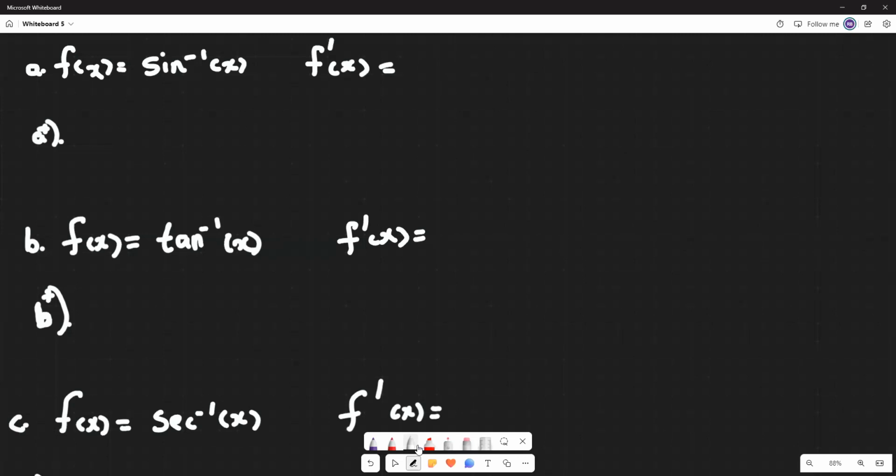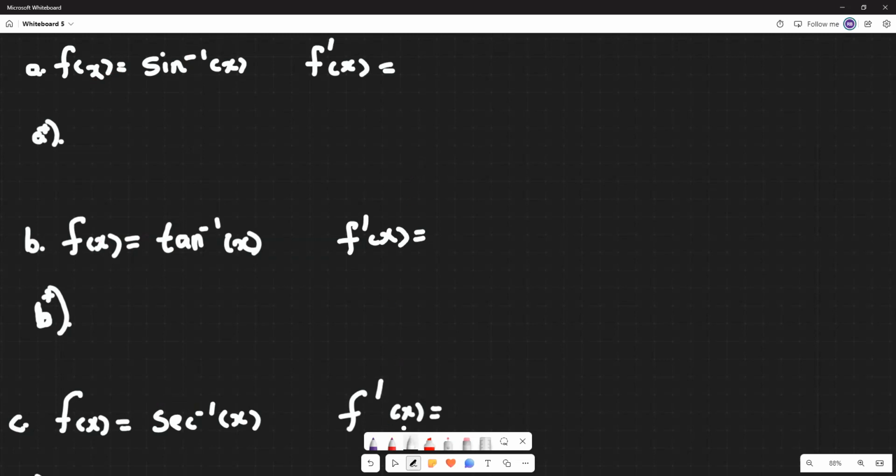So we're going to use the mnemonic. It's STS, just remember STS. So f of x is arcsine x, f of x is arctan x, f of x is arcsec x. So remember STS.